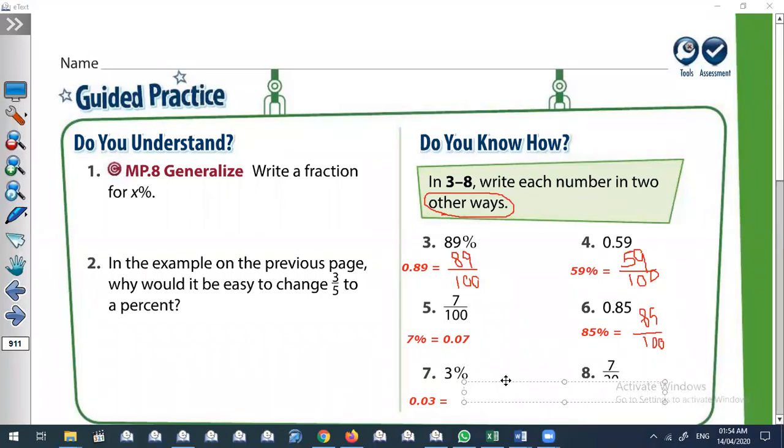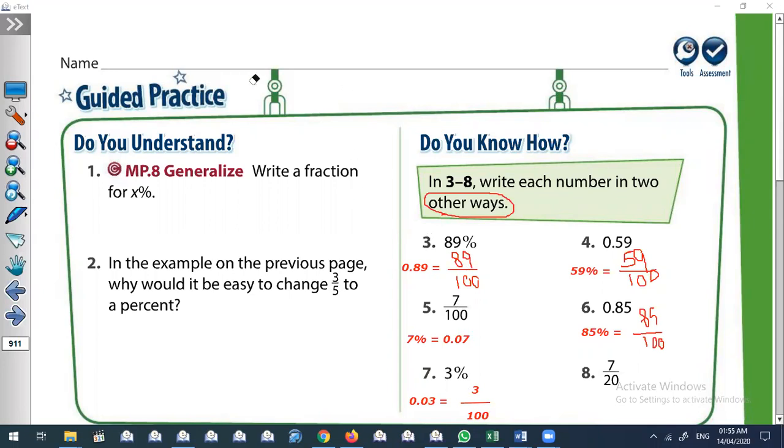Up 3 and down 100, because percent means 100 down. So up 3 and down 100 like that.